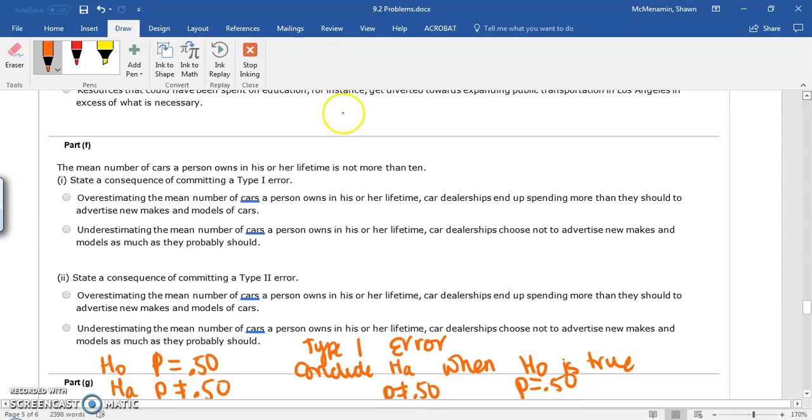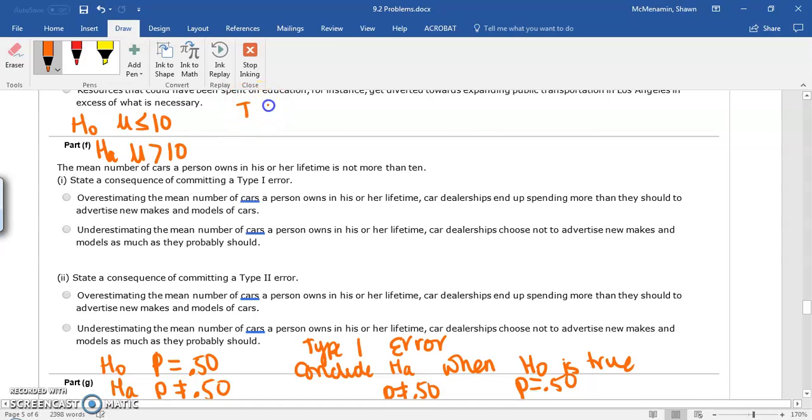The mean number of cars a student owns in the lifetime is not more than 10. So the mean is less than or equal to 10. Think about not more than. If you have not more than $10 in your wallet, you have 10 or less. So here's your null, and your alternative is the mean is greater than 10.